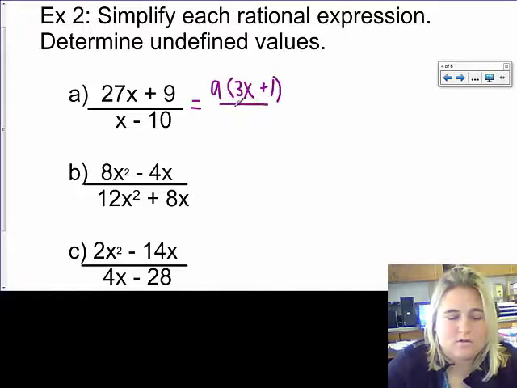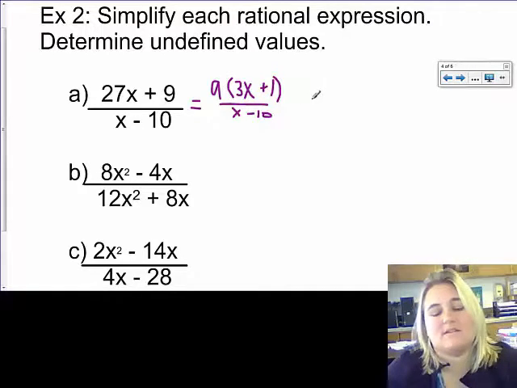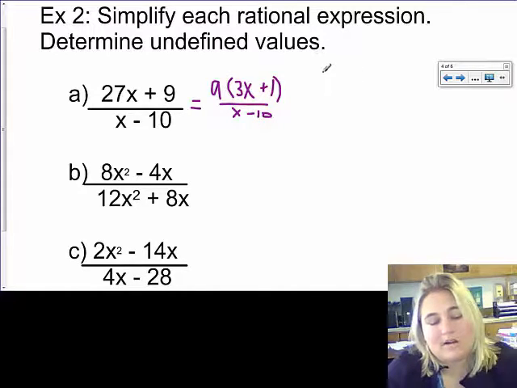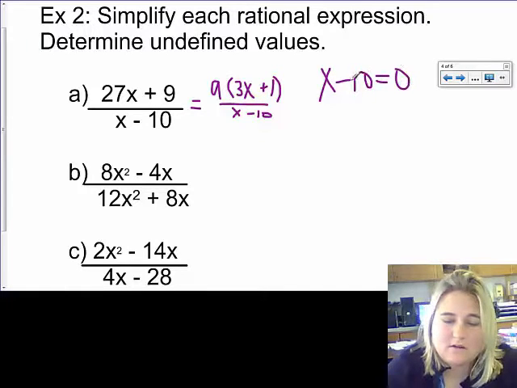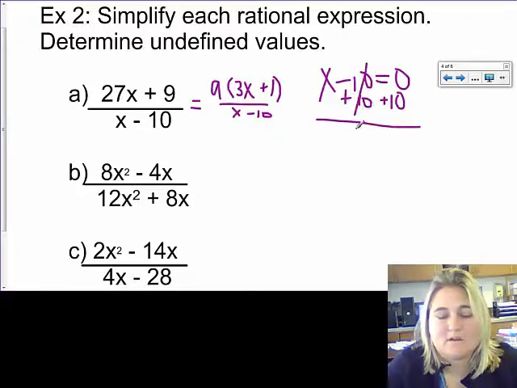over x minus 10. So, this is simplified. I can't cancel anything because I don't have anything the same on top and bottom. And it wants us to determine the undefined values. And we can look at this and see it's going to be where x minus 10 is equal to 0. So I'm going to have to add 10 to both sides to get x by itself. So I get that x is 10.